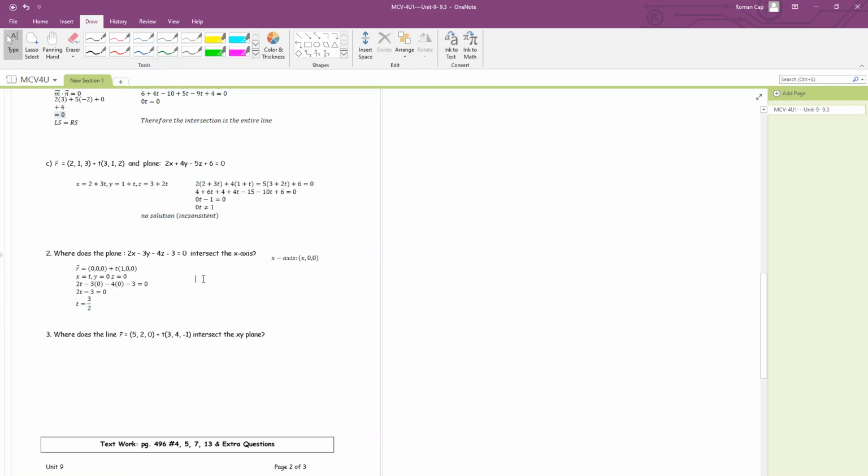So then therefore, we're going to put our therefore statement. So now we know at what point it's going to intersect the x-axis. We're going to write the plane intersects the x-axis at 3 over 2, 0, 0.